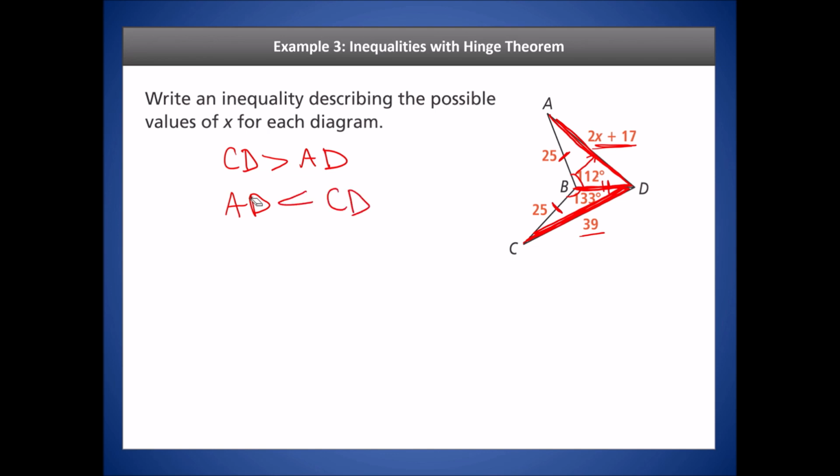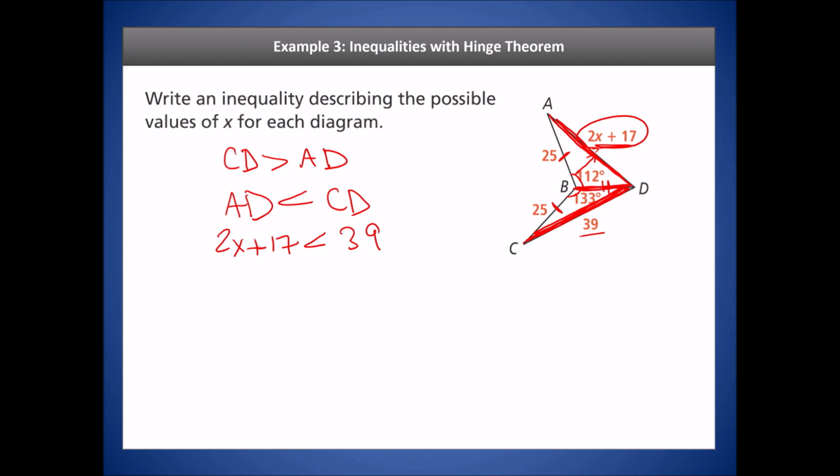Notice that those two mean the same thing. That's kind of a symmetric property where you switch it, but make sure that the sign is switched too. So AD is smaller than CD, and we know that AD is 2x plus 17, so I'm going to use that here. So 2x plus 17 has to be less than 39, which is CD. So this is my inequality.